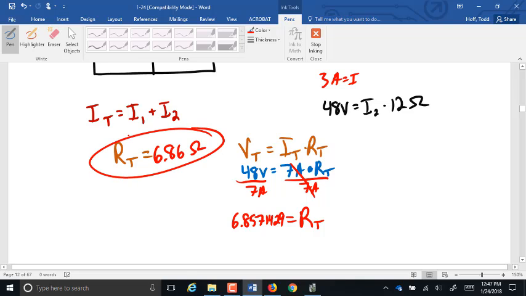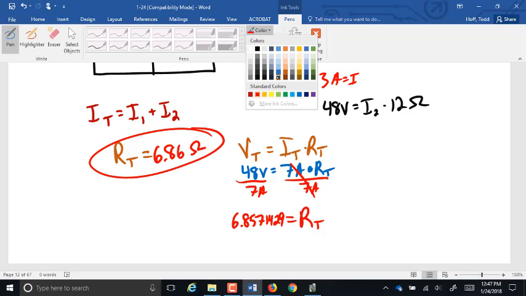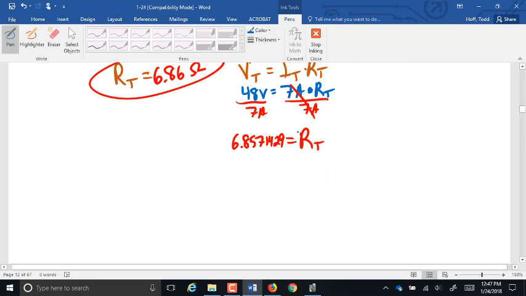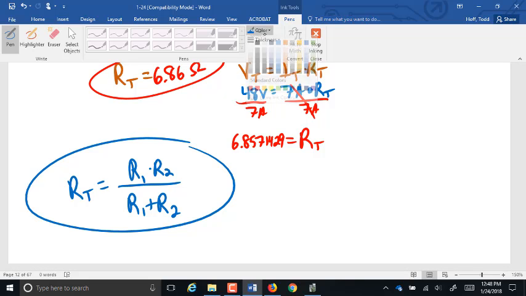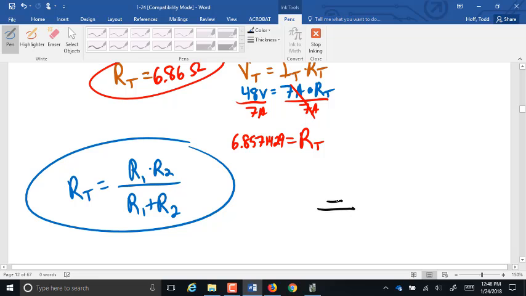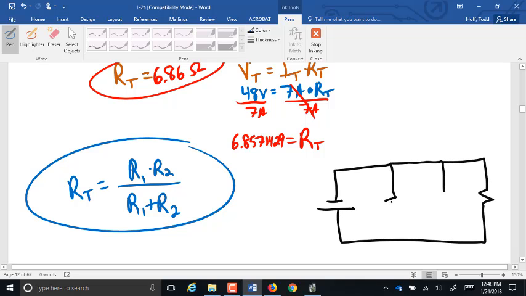Good question. If I didn't want to go through the currents, how would I find the total resistance? That formula is a shortcut. It only applies if you have two resistors. Okay. What if you have three resistors? Well, you're not screwed. There are actually two different ways you can do this.